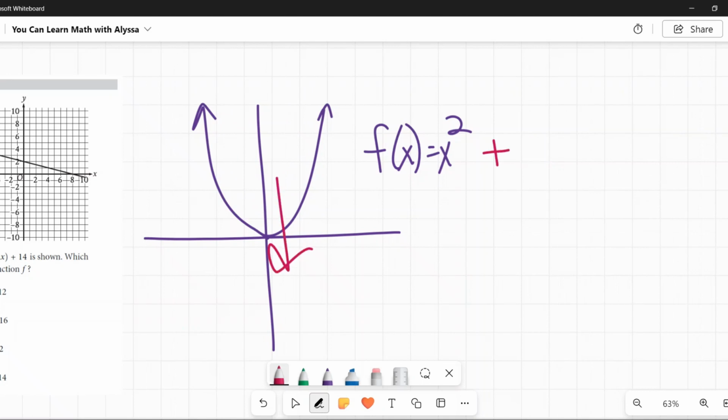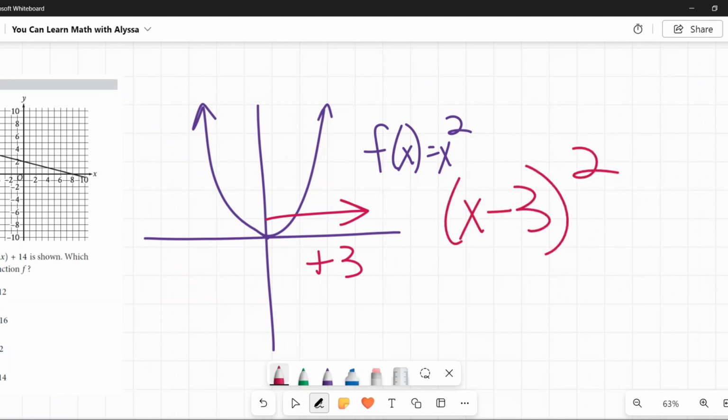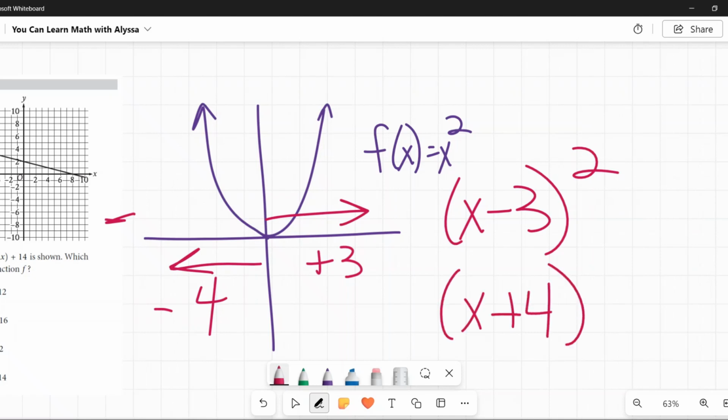If you wanted it to go down 2 but stay otherwise the same, you subtract 2. If you want it to move left and right, it needs to be inside here with the x. And it's the opposite. So for instance, if it's to the right 3, it needs to be the opposite and in there with that x. If you want it to move to the left 4, so that is moving towards the negative, you put the opposite, x plus 4 squared.